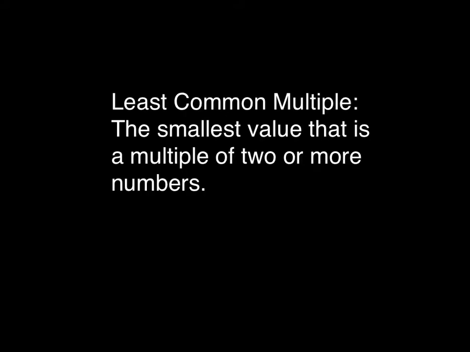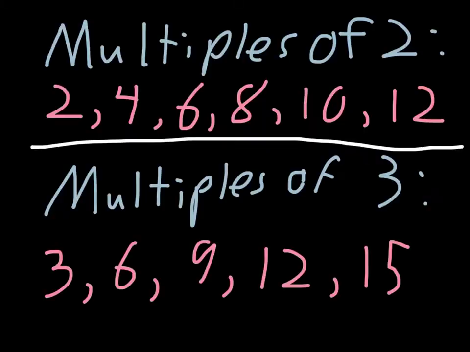Hey team, today we're going to learn about finding the least common multiple. We're going to be using something called the bubble method for this. So, definition: the least common multiple is the smallest value that is a multiple of two or more numbers.